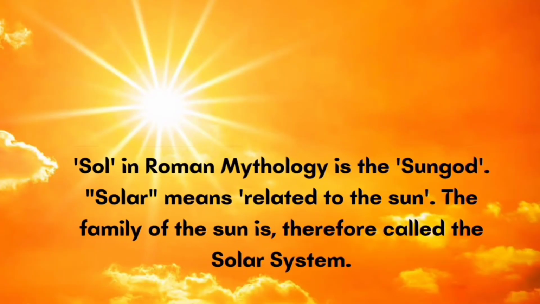Do you know Sol in Roman mythology is the sun god? Solar means related to the sun. The family of the sun is therefore called the solar system. This is how the name solar system came.